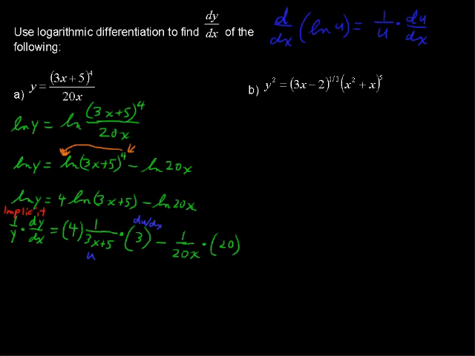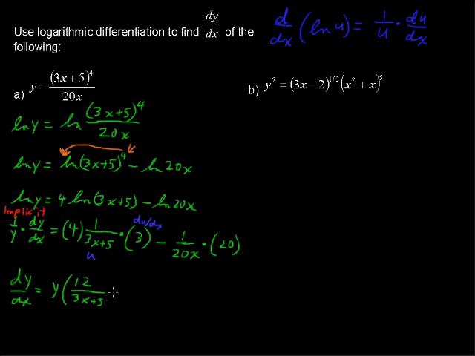All right, let's clean this up real quickly. I'm going to do a lot in this one step. I'm going to multiply each side by y so that I have dy dx by itself. So dy dx equals y times 3 times 4 is 12, so I've got 12 over 3x plus 5.